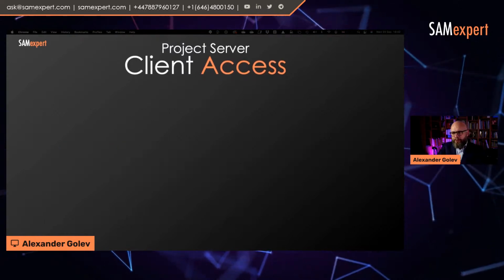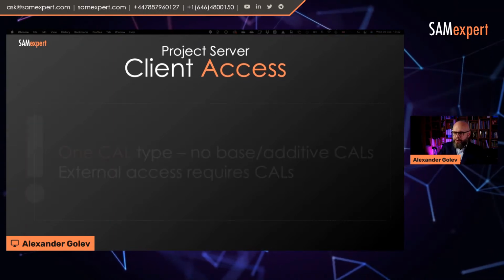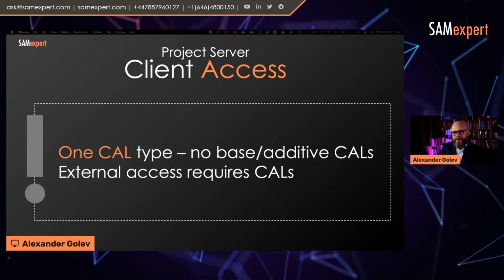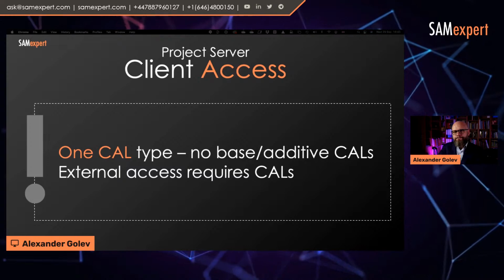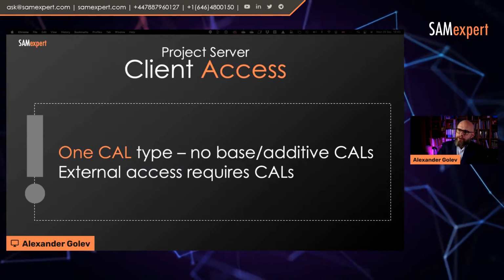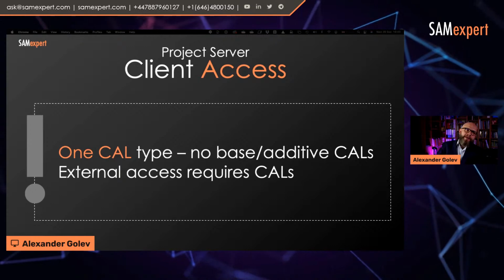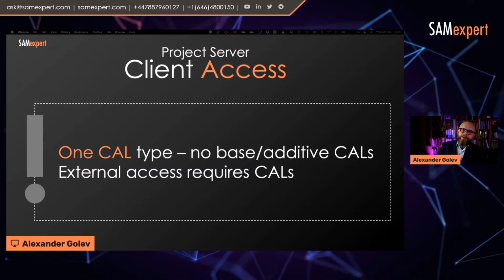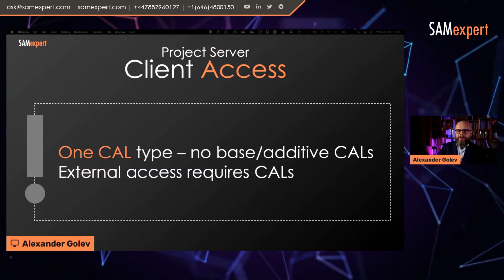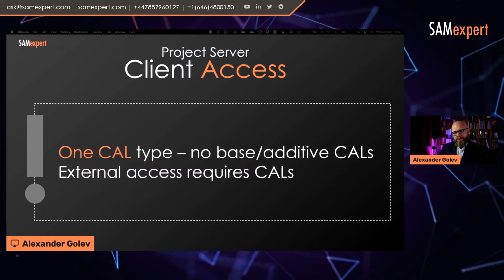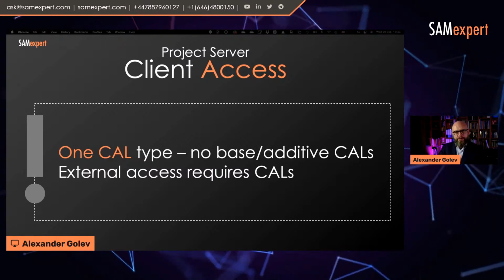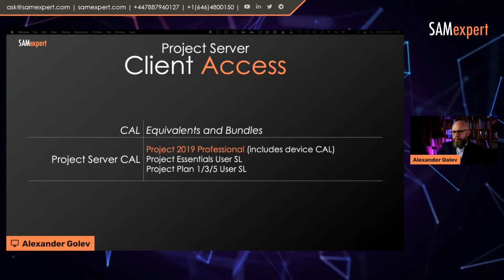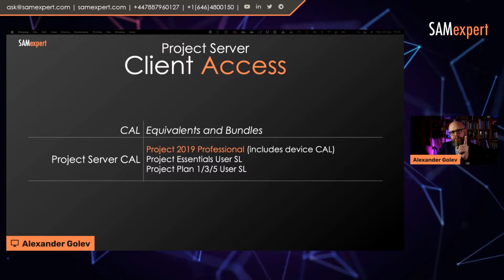External access here, by the way, sorry, let me go back to that, because I need to emphasize this. External access to Project Server requires client access licenses, because it runs on SharePoint. An interesting thing suddenly pops to my mind is that SharePoint CALs still have to follow the rules of external and internal access, but Project CALs are required for every user of the Project Server.